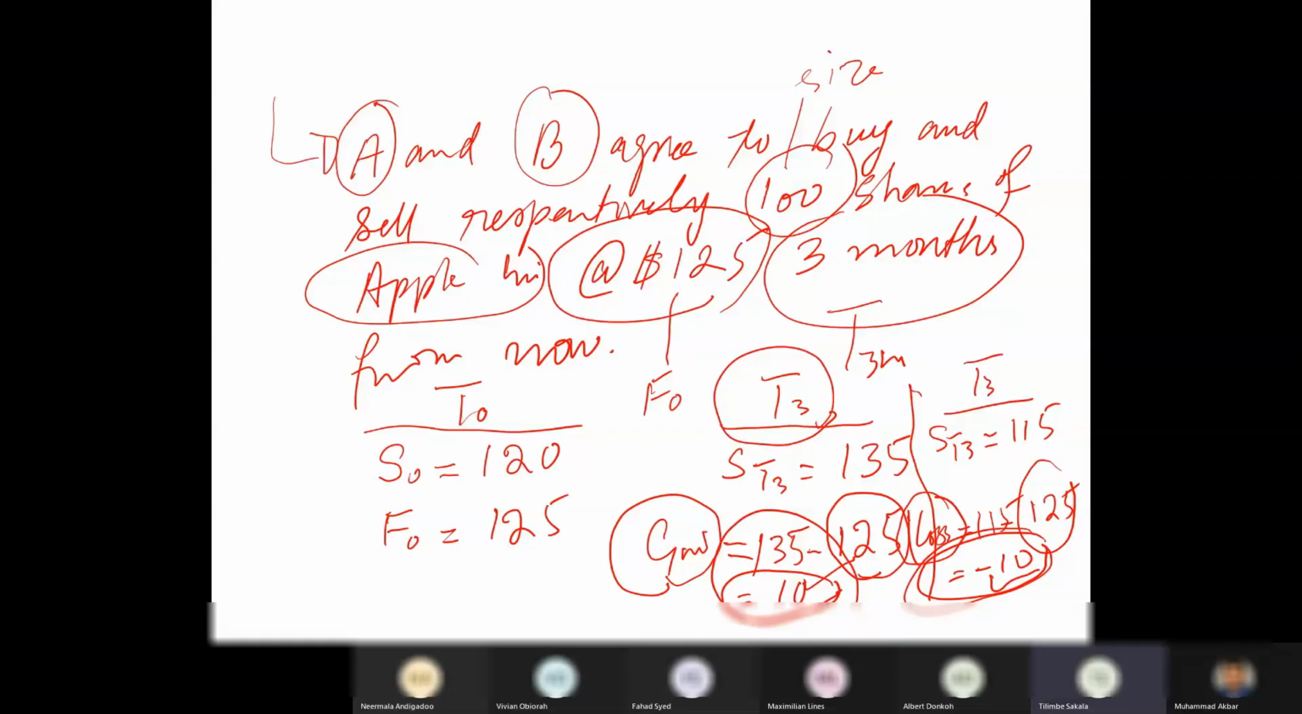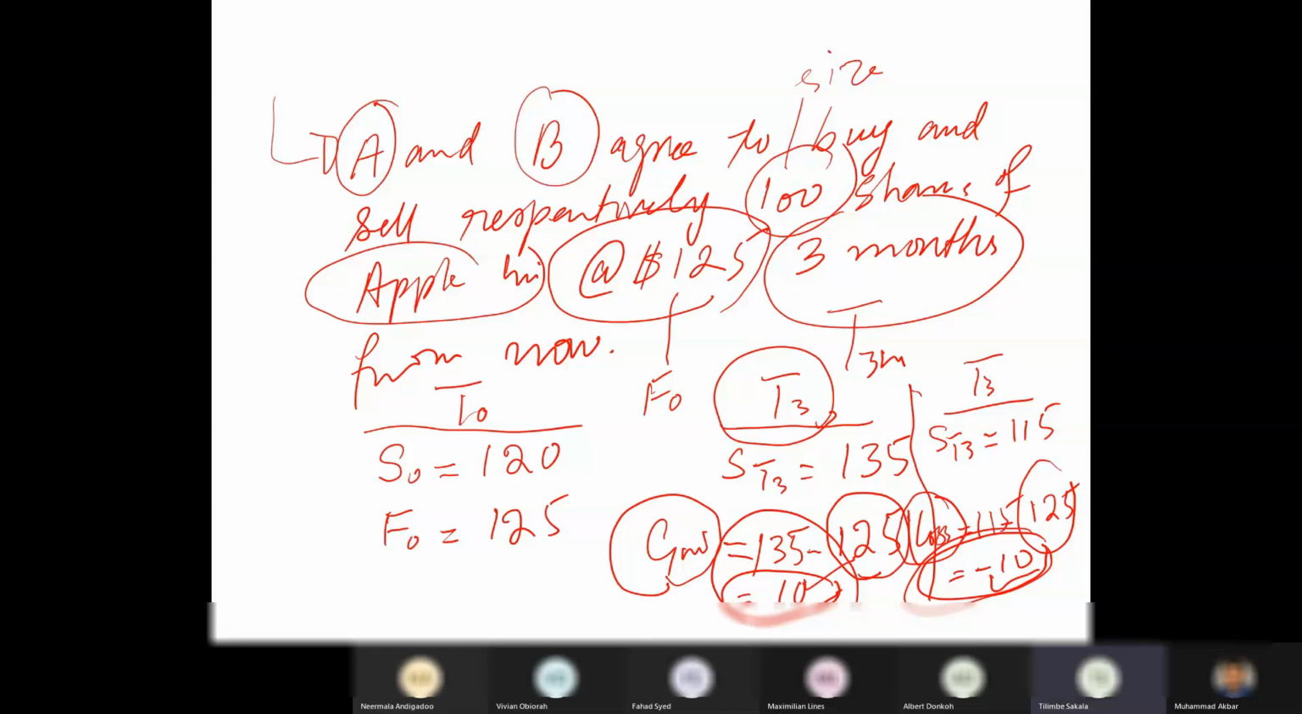Okay. You mentioned the clearing. In 3 months, there is a gain and B defaults. Does it take time? Is it settled immediately by the clearing?